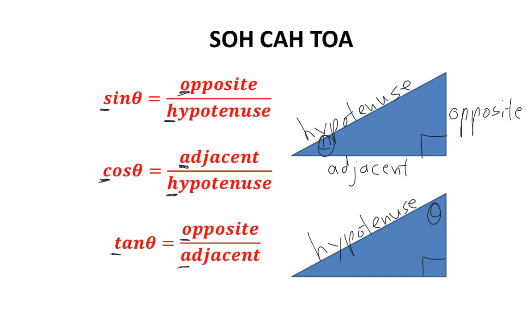That means this would be the opposite side relative to that angle, and this would be the adjacent side relative to that angle. So it is really important to remember that the opposite and adjacent sides are relative to the angle which you are looking at. However, the hypotenuse is always going to be opposite to the 90-degree angle. It is going to be the longest side in the right triangle.